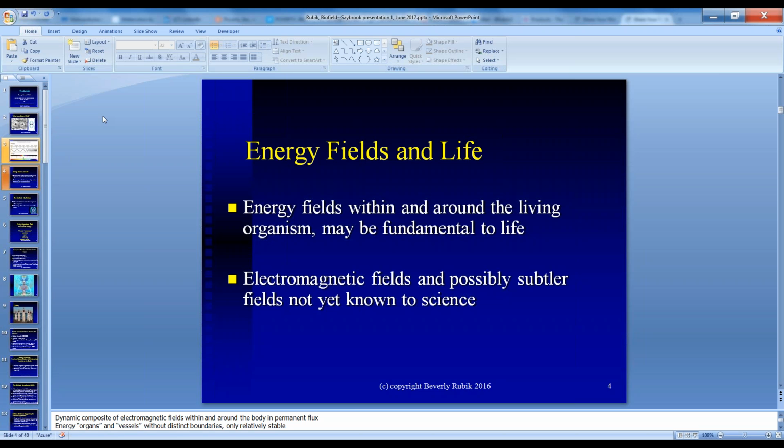Thank you so much. So, energy fields are within our bodies and around our organism. And they're made by our organism. They're made by the tissues. Some of them may be even more fundamental to life.